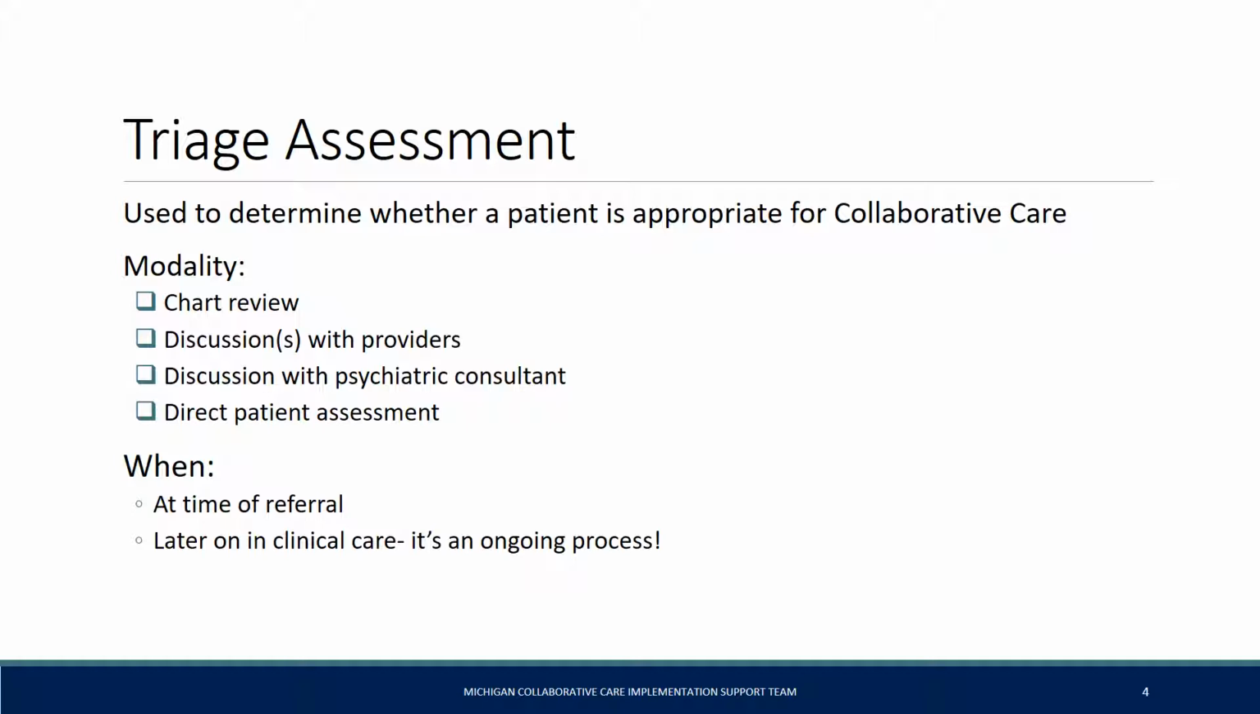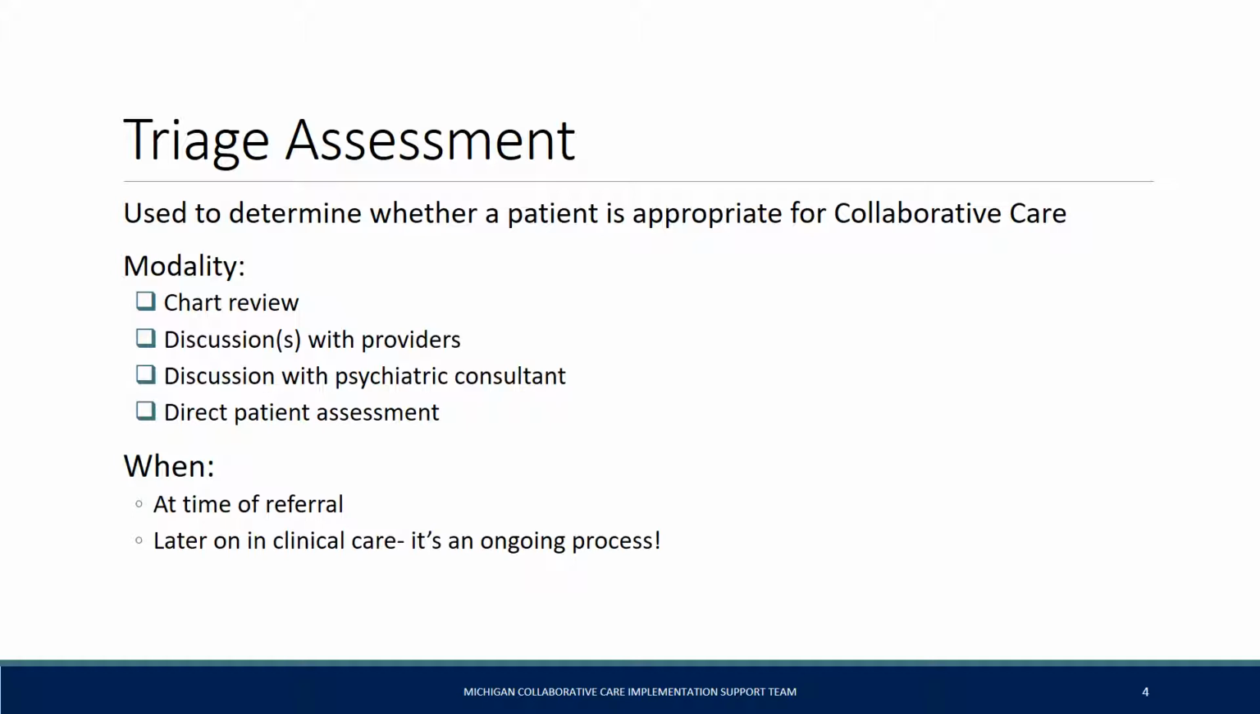So the triage assessment is used to determine whether a patient is appropriate for collaborative care. And that will differ based on your clinic. Each clinic might have a different threshold in terms of who they refer to and enroll in the collaborative care program. It might include different diagnoses. So certainly consider those criteria when you are doing your triage assessment. It can take place via a number of modalities. That might include chart review, which could include looking at PCP notes, past treatment, prior medications, maybe scanned in records from outside providers, and things like that.